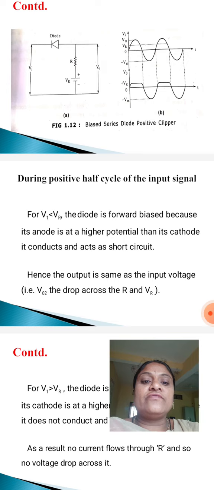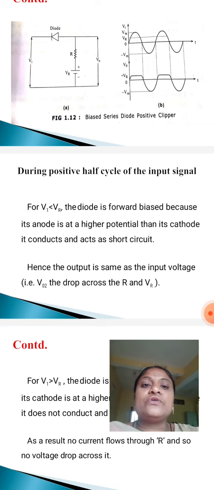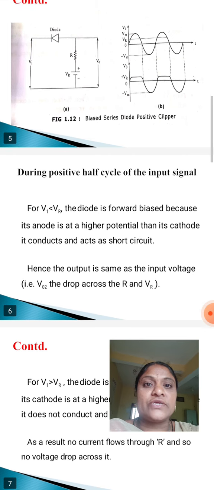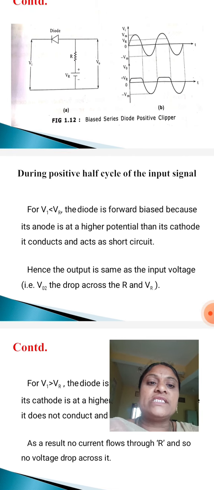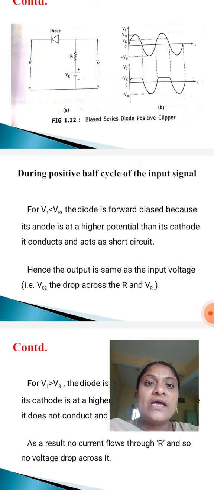Okay, so for the condition Vi less than VR, the bias voltage is high compared to the input voltage. That's why the diode is forward biased, because its anode is at a higher potential than its cathode. So the diode is forward biased, it conducts current and acts as a short circuit. Hence the output is the same as the input voltage. The input that we apply goes to the output.